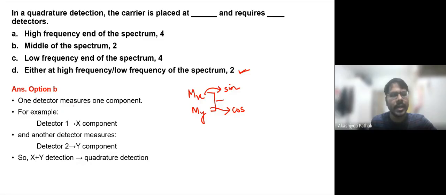Okay, so one detector measures one component. You have two components. When your Z magnetization is flipped into the transverse plane, you get two components, one on the x axis and another on the y axis. If you want to detect both, your cosine function will give you absorptive frequencies and your sine function will give you dispersive frequency.